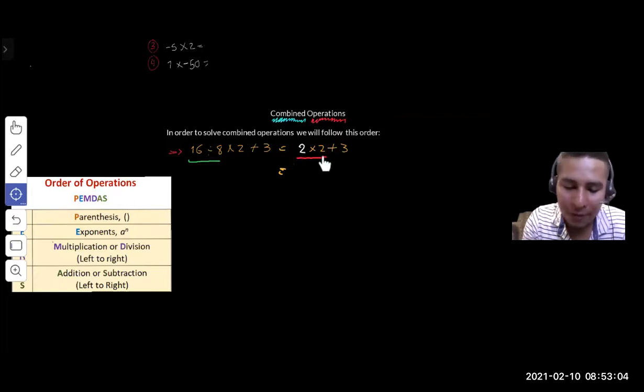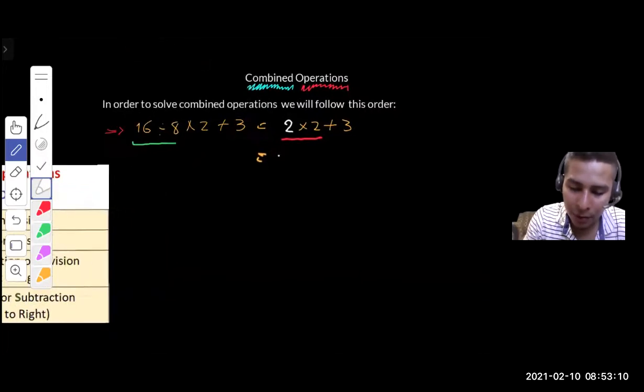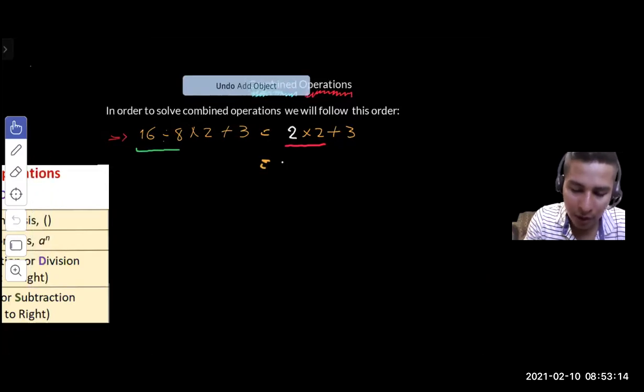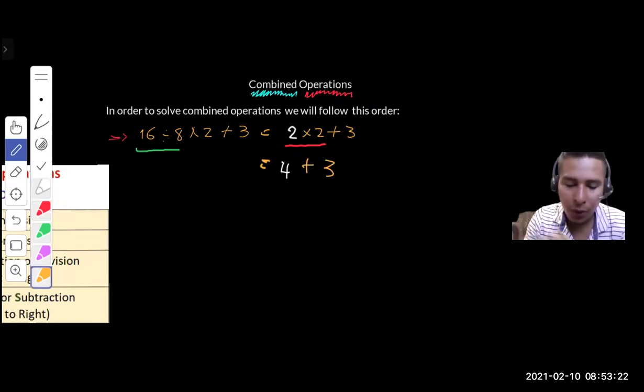2 times 2, guys, it's going to be equal to, help me. 4. Okay, I'm going to zoom in. Sorry for that. Okay, 4. And we copy the leftover part, plus 3.